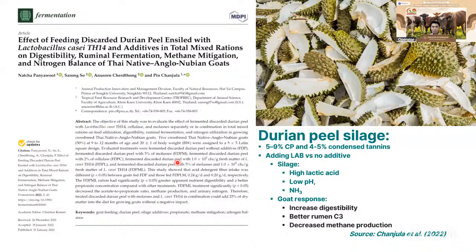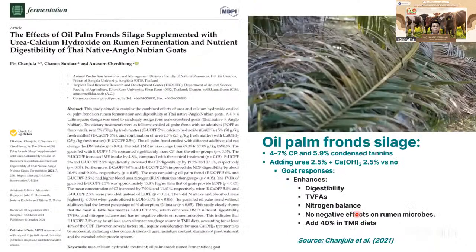So some byproducts like durian peel can be made into silage, since it contains about 4 to 5% tannin. After ensiling, it can enhance the quality of the silage, and goats respond well with increased digestibility, better C3 or propionic acid, and reduced methane production.